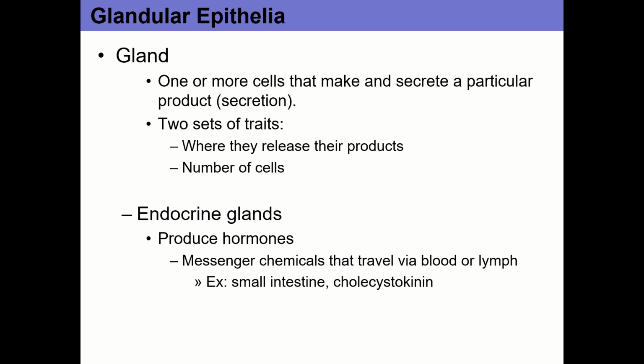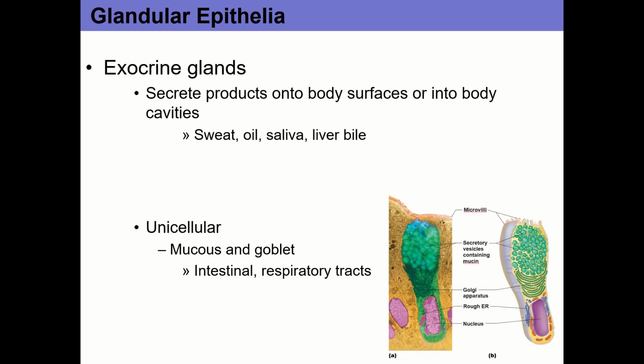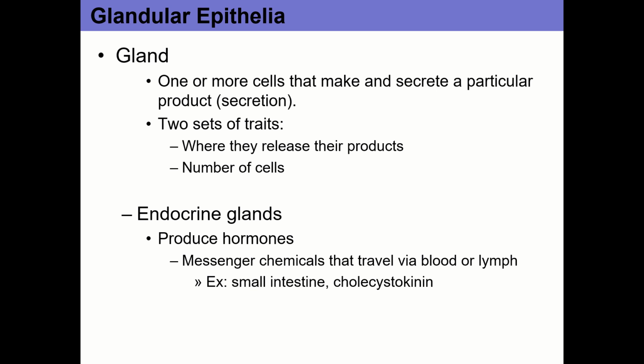As opposed to exocrine glands, and I'm going to click over and click back. So the exocrine glands, you can see that spelled for you here. They're going to secrete their products either onto the body surface or into body cavities. All right, and then the other way to classify glands is based on the number of cells.